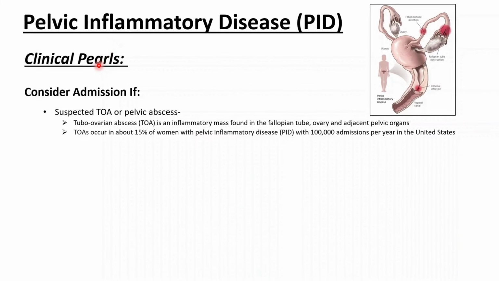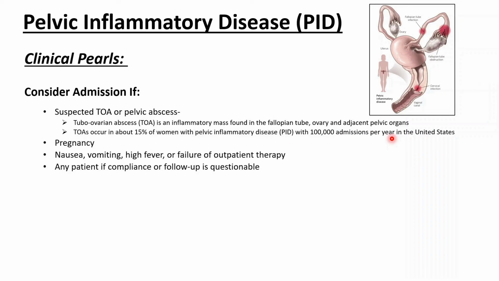Some clinical pearls to consider for pelvic inflammatory disease. If there's a suspected tubo-ovarian abscess, you should consider admission to the hospital. TOA is an inflammatory mass found in the fallopian tube, ovary, and adjacent pelvic organs. TOAs occur in about 15% of women with pelvic inflammatory disease, with 100,000 admissions per year in the United States.